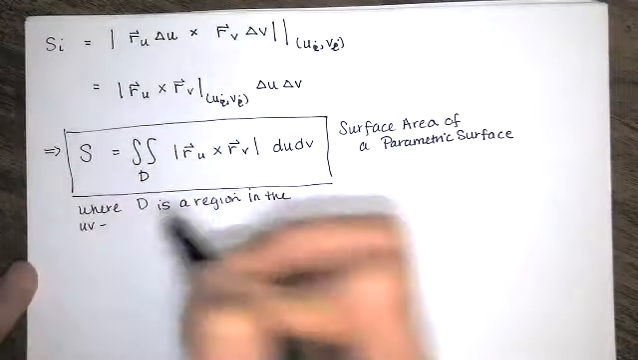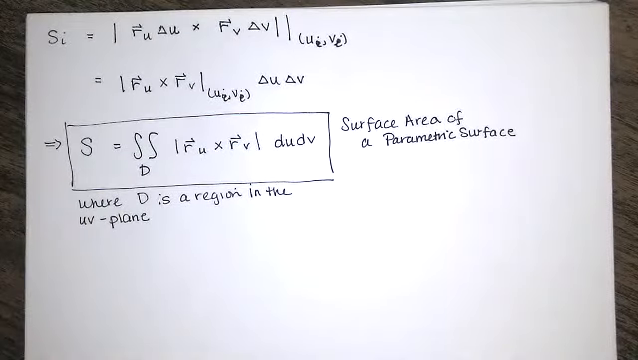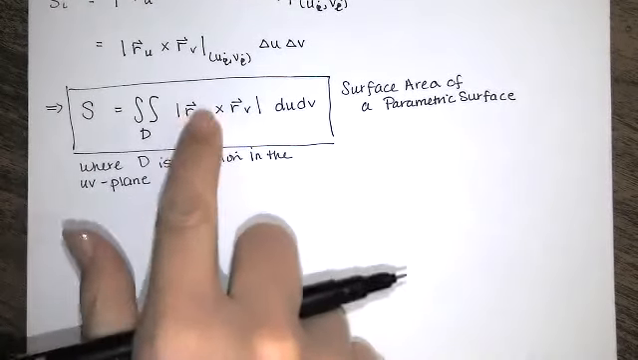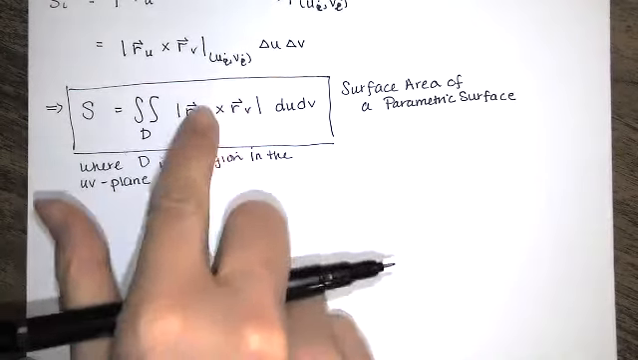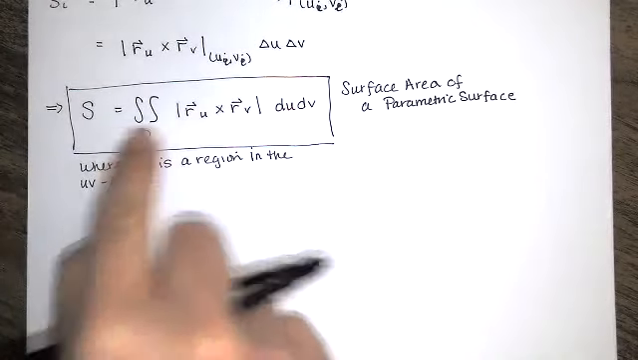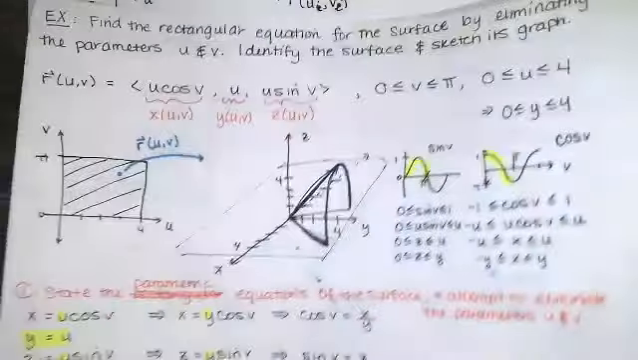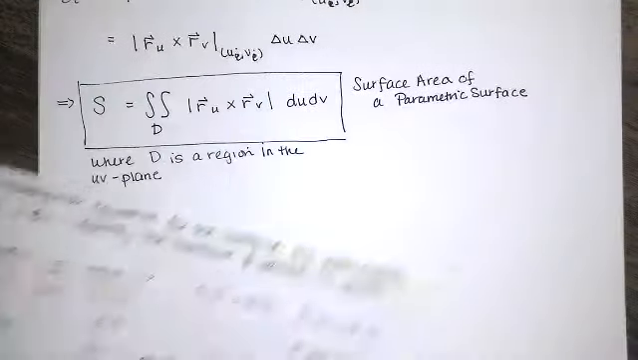We're using R for the xy plane. We use D as our notation for the region in the uv plane. But this needs to be variable. It needs to depend on u and v. Then we'll compute the magnitude, that'll be our integrand, and then we'll evaluate the double integral. So let's look at this one. Let's find the surface area for this one right here.